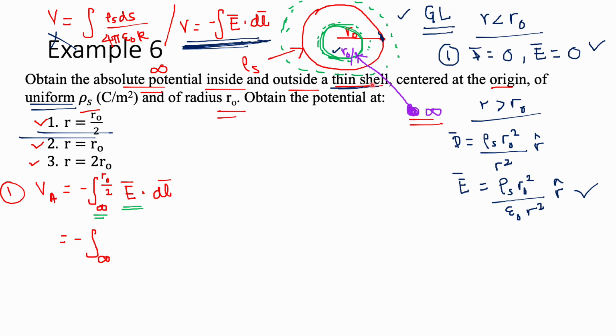I repeat: the origin is now located at infinity, and to reach r naught over 2, which is the destination, first of all it must arrive at the surface of this sphere. So therefore the limit will become, from infinity it will reach the surface of the sphere, so it will reach r naught first, which is the surface of the sphere. So at the surface of the sphere, what is the value of the E field? The E field is given as such, right?